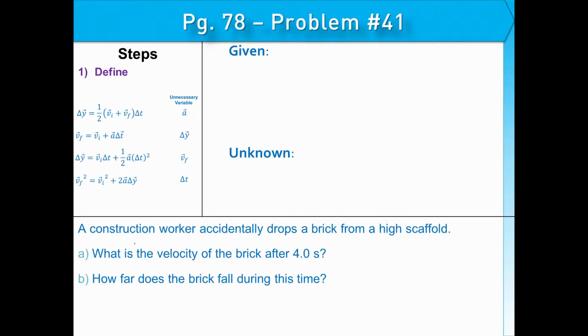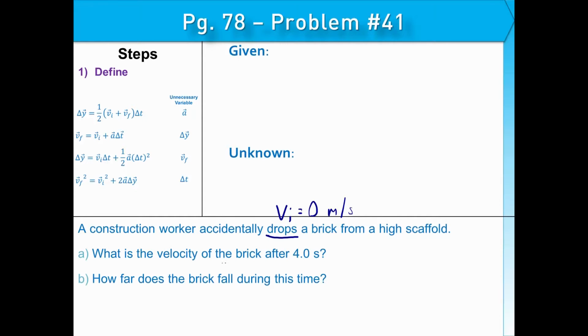So moving on to part B, we're going to go ahead and find our givens, which are pretty much the same as part A. So we have a construction worker who accidentally drops a brick. And remember, when it says drops, it means that the initial velocity of the brick is 0 meters per second. And we're going to still use the same givens from part A.